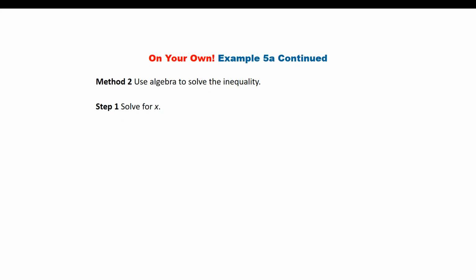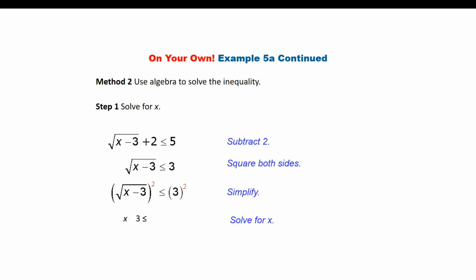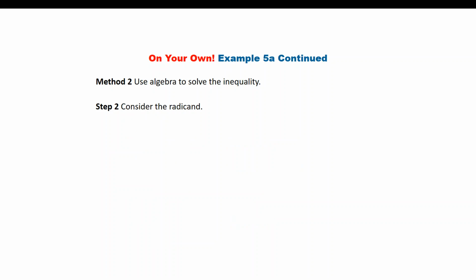All right, continuing on, doing the same problem using algebra. We're going to solve for x, so we're going to subtract 2 from both sides, square both sides, and then simplify. And that's pretty easy. So we have x is less than or equal to 12, which we had before. Now don't forget, we have to deal with this part inside of our radicand. So our second step is we're going to consider the radicand, and we want it to not be negative. So we're going to set it greater than or equal to 0. Once we do that, we see that x has to be greater than or equal to 3.